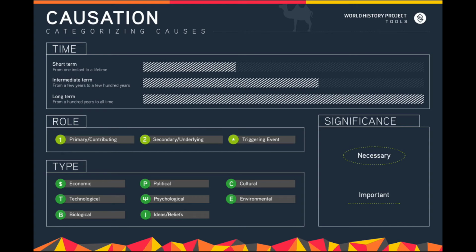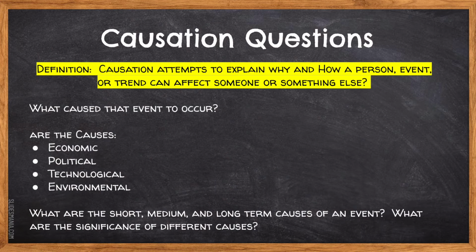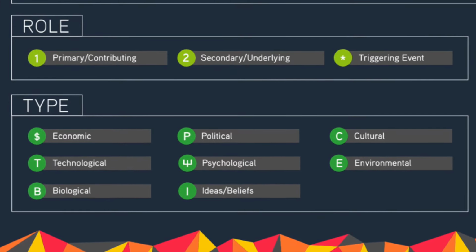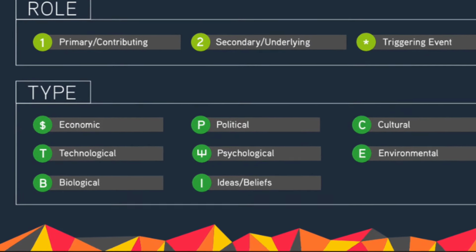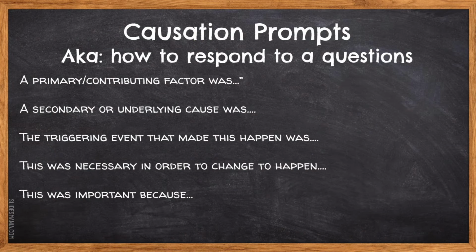Causation attempts to explain why and how a person or event or trend can affect someone or something else. Things in history don't just happen. There's a variety of causes. So you could have an economic or political or environmental or technological cause for something. So when answering a causation prompt, you might want to begin a sentence by saying, a primary or contributing factor of something was. A secondary or underlying cause was.